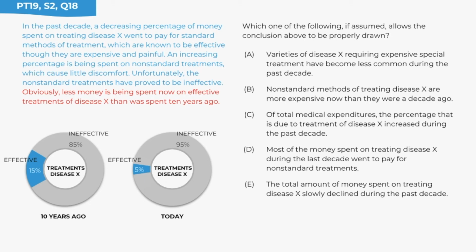So with that understanding of the argument, let's go ahead and look for something about the total amount being spent on treating disease X either having remained the same or declined since 10 years ago.